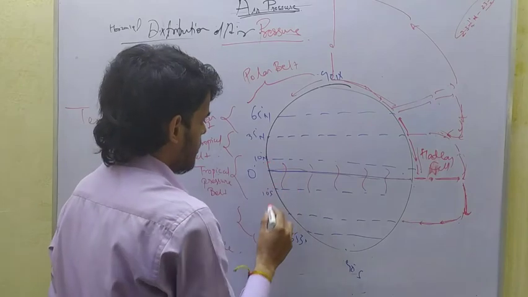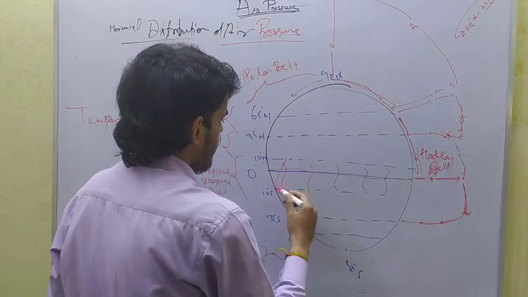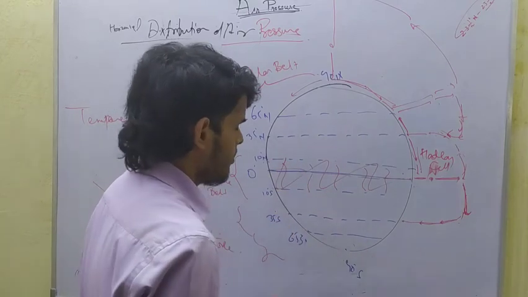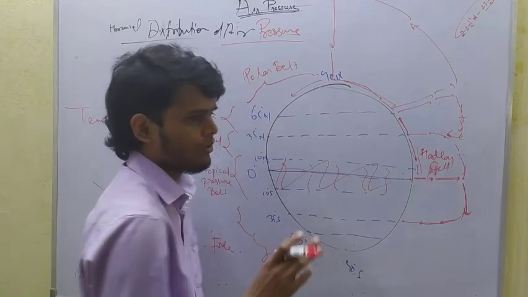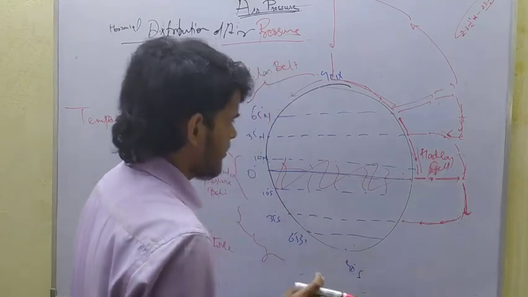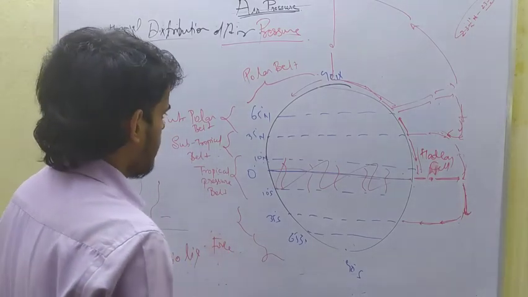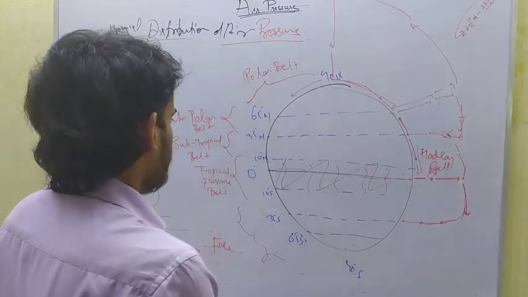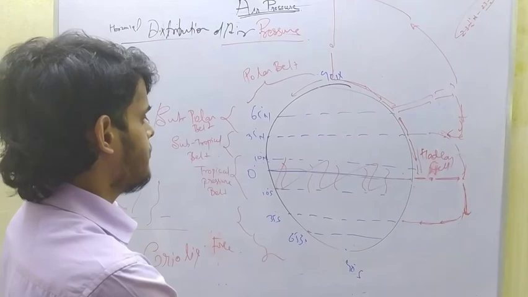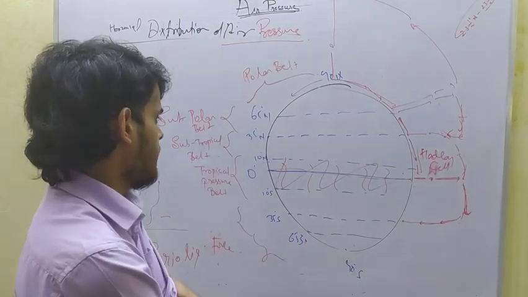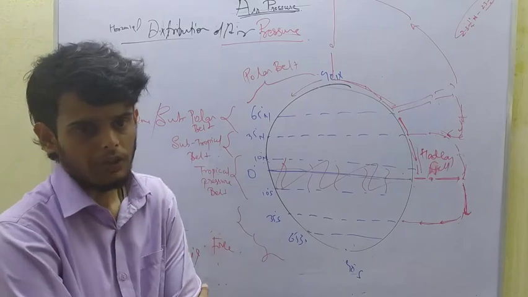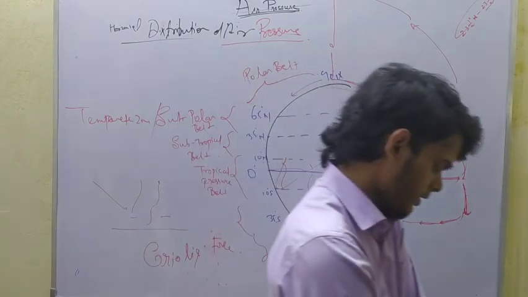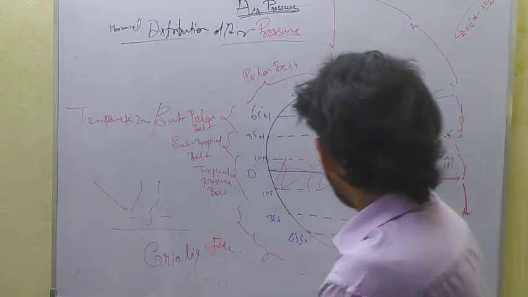Between 10 degrees north and 10 degrees south, low pressure will be found, and between 10 degrees north to 35 degrees north, and 10 degrees south to 35 degrees south, high pressure will be found. And between 35 degrees north to 65 degrees north and 35 degrees south to 65 degrees south, lower pressure will be found. Low pressure will be found particularly in the regions around 0 degree, and high pressure will be found in the regions particularly around 35 degrees north and 35 degrees south. And the low pressure will be found in the regions around 65 degrees north and 65 degrees south.